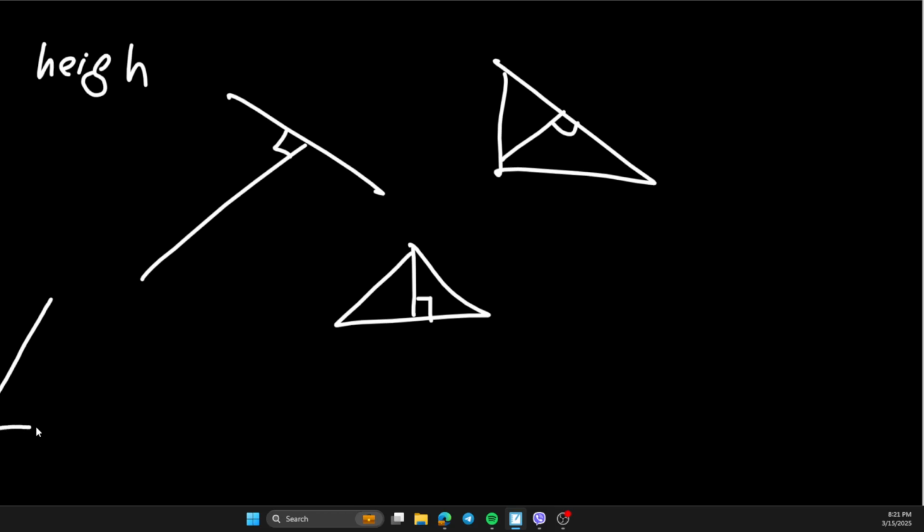With an equilateral one, this can be the height. This can be the height. And this also can be the height. The tricky thing is just that it forms a 90° angle on the side that it falls to. Got it? Alright.